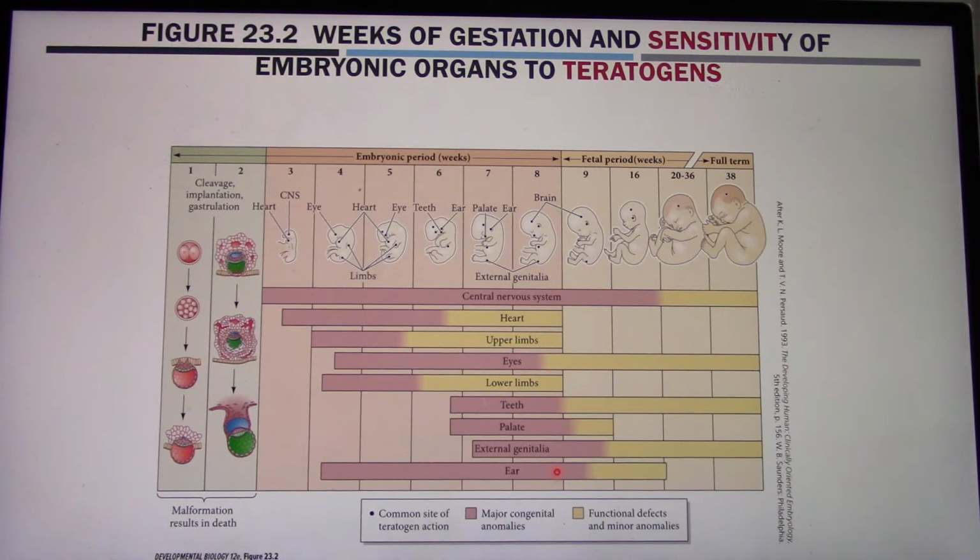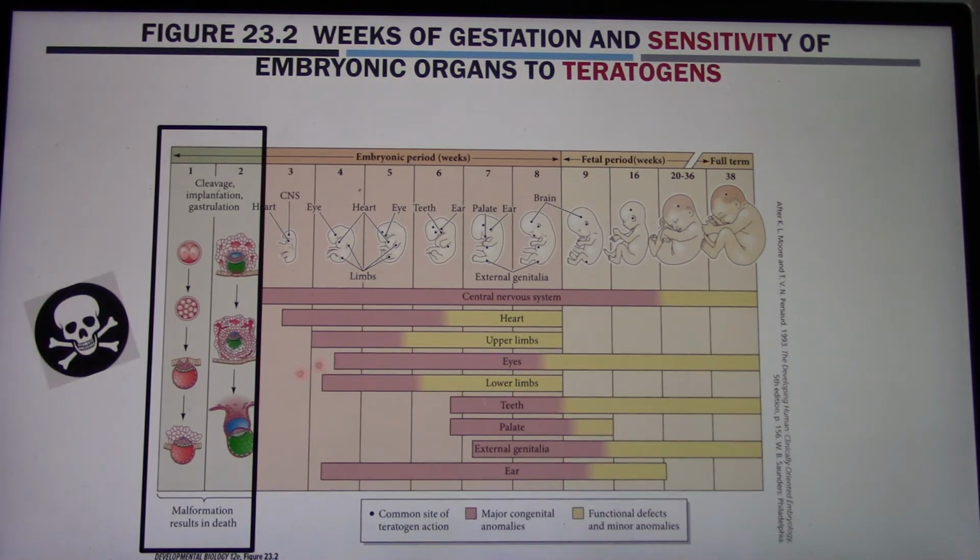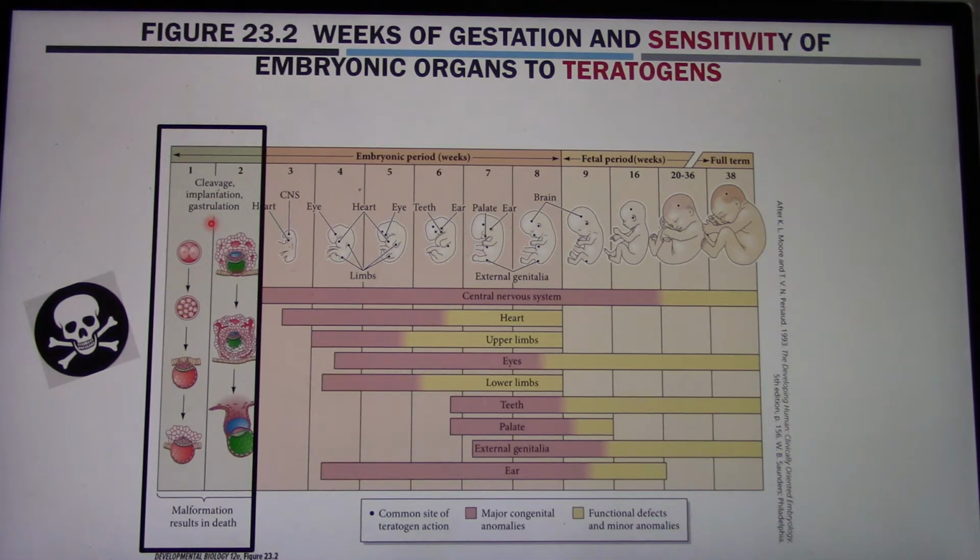From your chapter 23 in the 12th edition of the book, it's chapter 24 in the 11th edition of the book, there is a chart, a figure, weeks of gestation and the sensitivity of embryonic organs to teratogens. So I want you to study this chart. Embryogenesis is the first 8 weeks of pregnancy. The first 2 weeks of pregnancy is where we've got these rapid cleavage stages, implantation, and gastrulation occurring in humans. If you're exposed to teratogens during this period of time, your malformation is going to result in death.